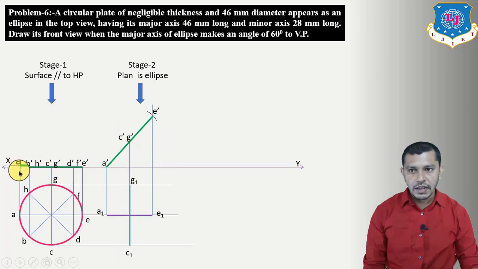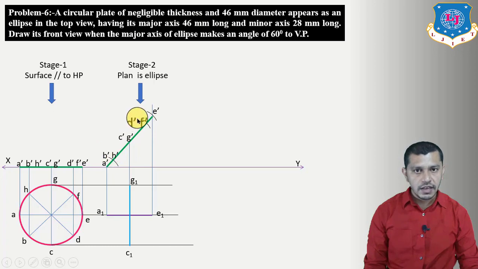Now measure A dash to B dash H dash and give an arc over here. Here we will get B dash H dash. Measure A dash to D dash F dash and give an arc on this line. Here we will get D dash F dash. Mark these points B dash H dash and D dash F dash. Now project these points vertically downwards. Here on this projector we will get B and H, and on this projector we will get D and F.